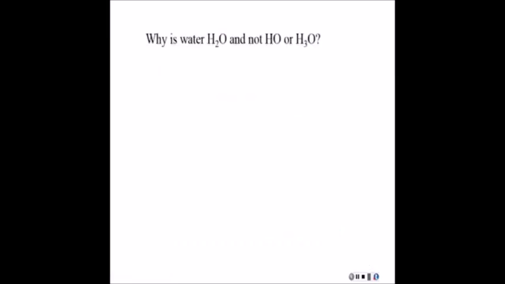So let's check out water, and we can see why water is H2O and not HO or H3O. So if we start off with an oxygen atom, here's its electron dot symbol, and we bring in a hydrogen over here. That's going to be one bond. We bring in another hydrogen from the bottom. It'll give us our second bond.